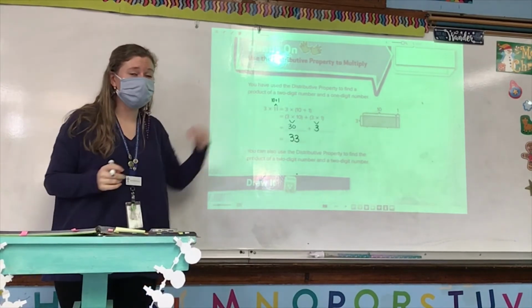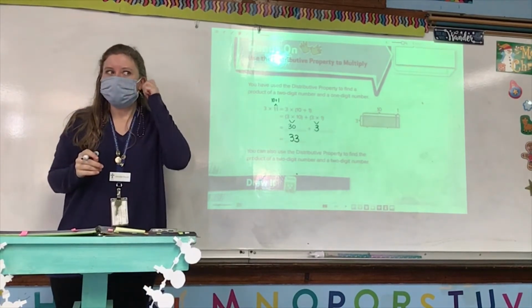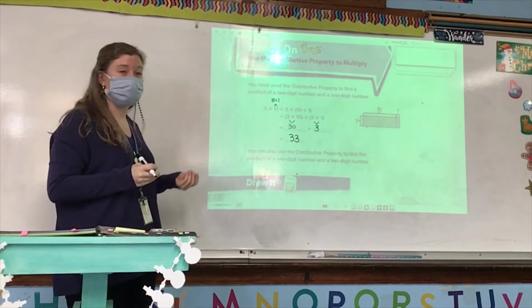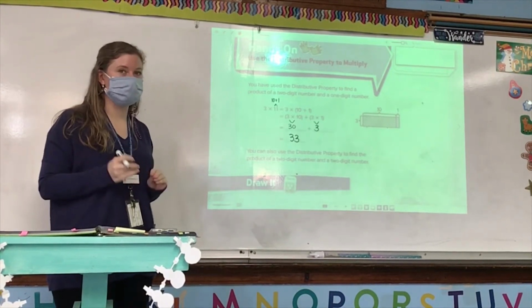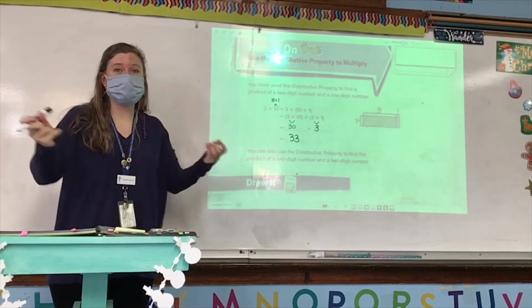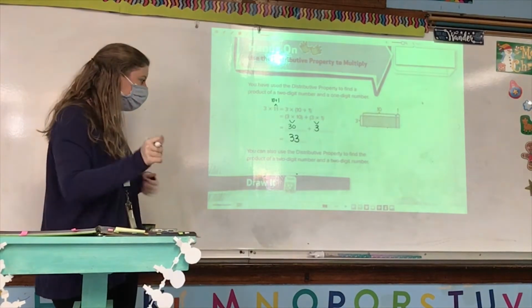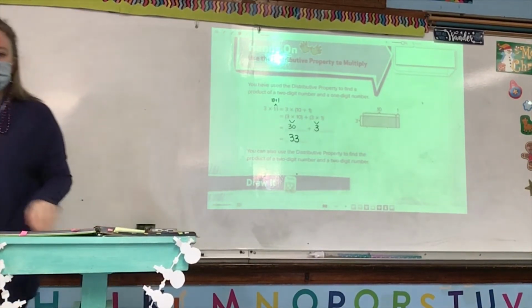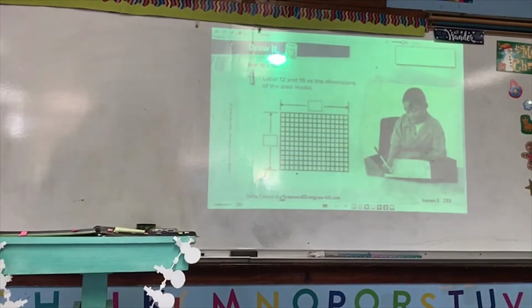Well, we can do this same strategy with double-digit multiplication. We just have to add some extra steps. We're not really changing anything. We're just adding some extra steps. So, let's go ahead and look at the draw it, which is basically example.